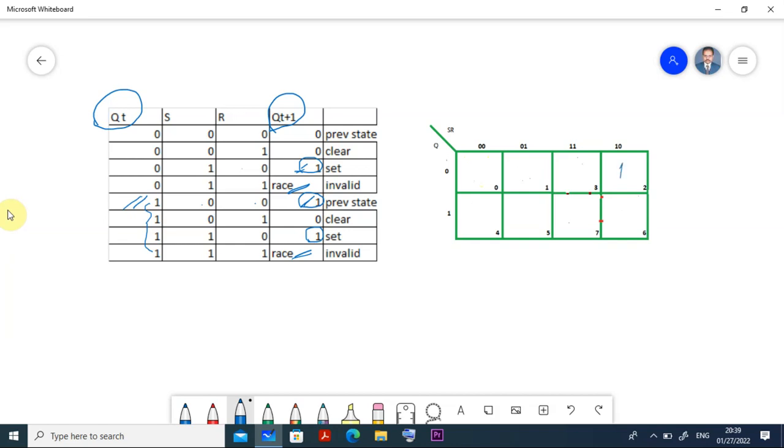Then you are telling at 1 0 0 also 1. So this is 1. This is 0 0. This is also 1. 1 0 0 is also 1. Then 1 1 0 is also equal to 1.